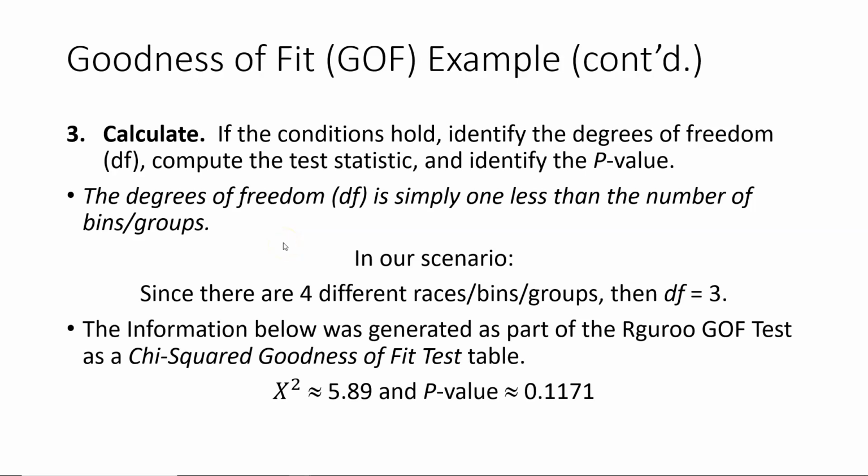The information that I now show below was generated as part of the arguru goodness of fit test as a chi-squared goodness of fit test table. So you would need to write that sentence on your paper as part of the work for then providing the chi-squared test statistic value rounded to 2 decimal places, just like we do with z-scores, and then the p or probability value rounded to 4 decimal places. And again, remember that we saw that when I did the arguru portion of this presentation.